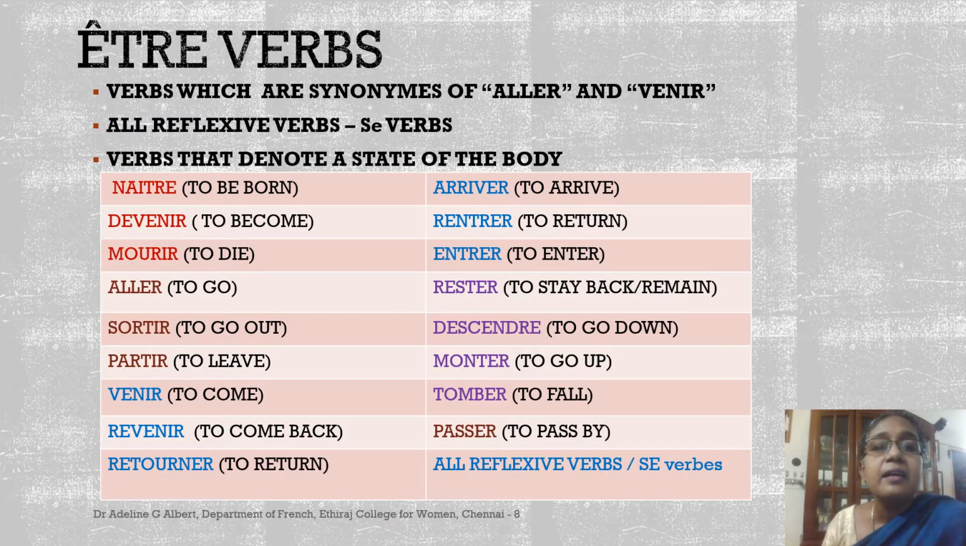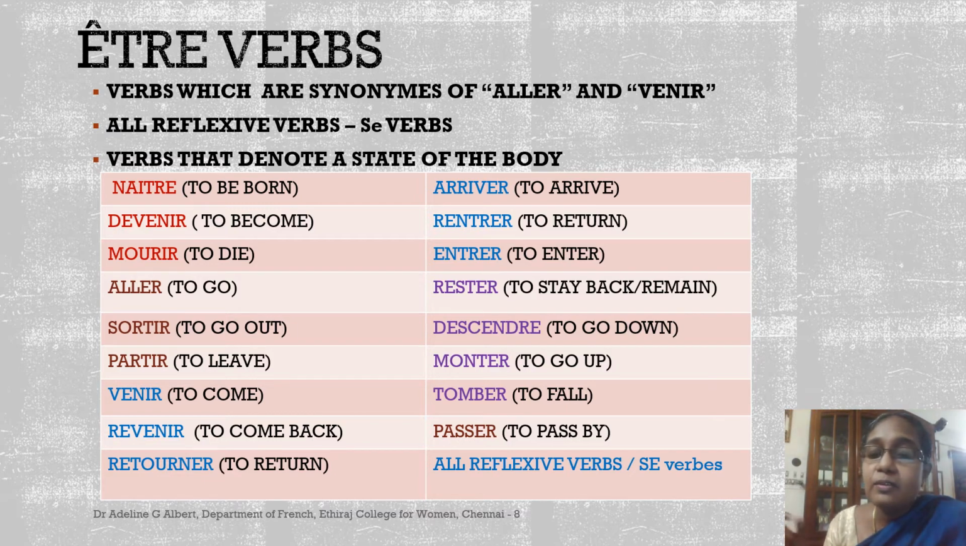Okay. So what are the être verbs? You have to know that there are certain verbs that are conjugated only with être, and there are certain verbs that are conjugated only with avoir. So let us concentrate on the être verbs because they are few in number, and if you memorize those correctly, you should automatically know that every other verb is conjugated with avoir.